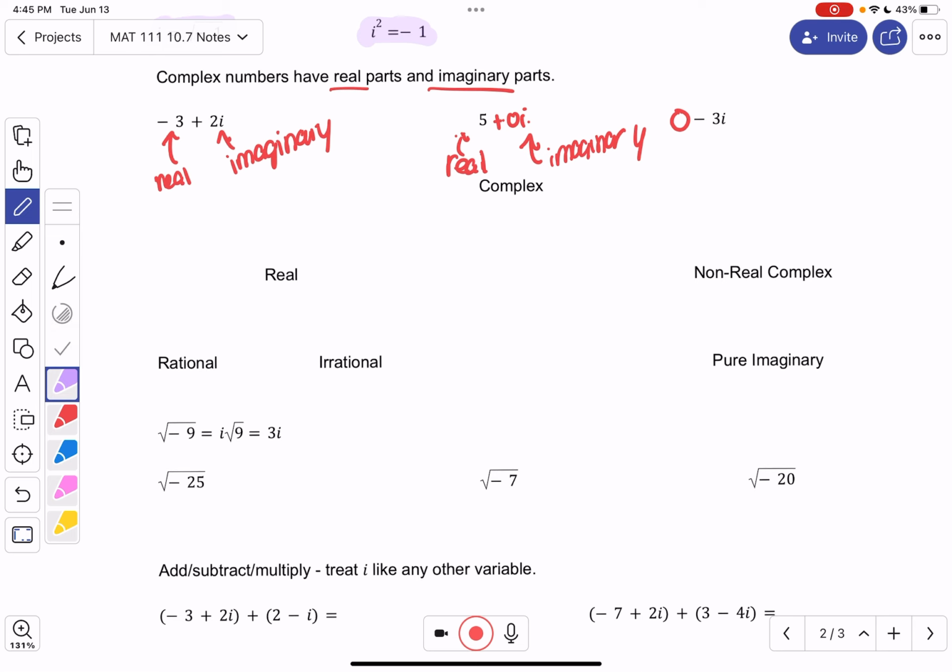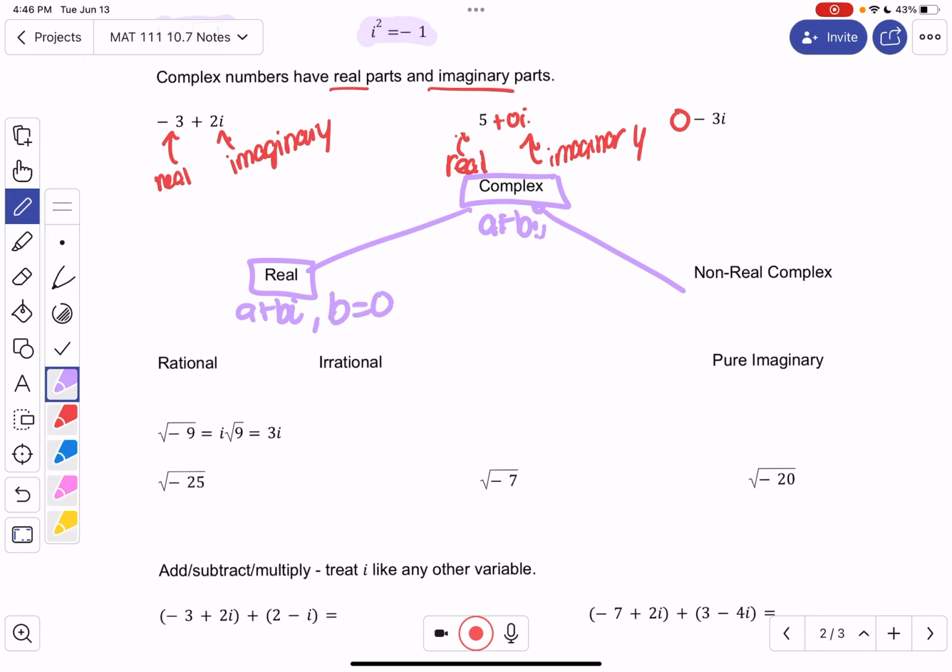All right, if we were to make a flow chart. Complex numbers are written a plus bi. You have your real part, and you have your imaginary part. Real numbers could be a plus bi, but b always equals 0.